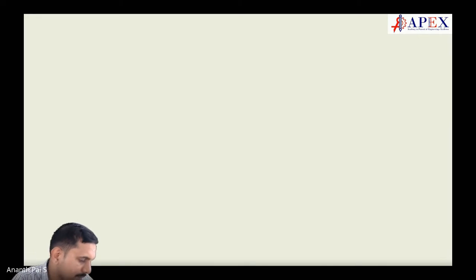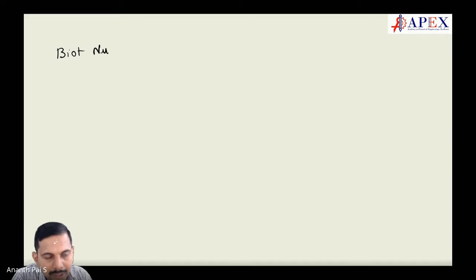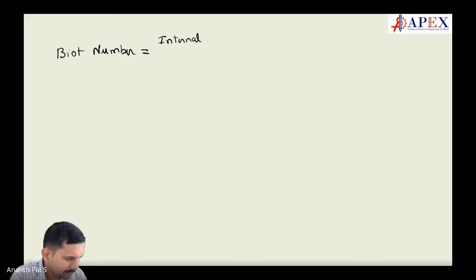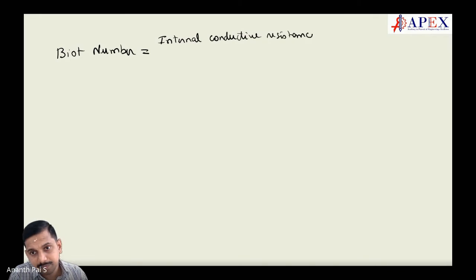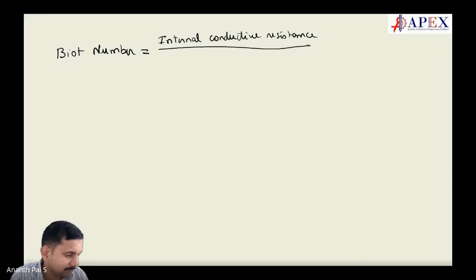Now let us understand. There is something called the Biot number. What is the Biot number? It is internal conductive resistance, very important, students, divided by external convective resistance.